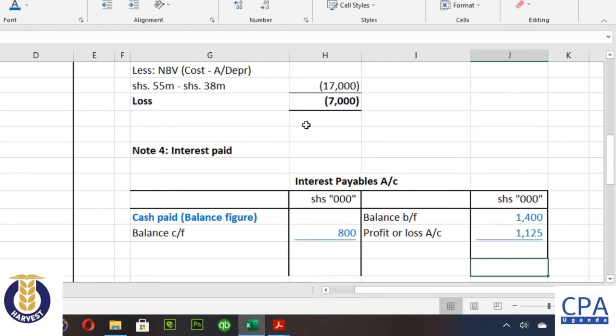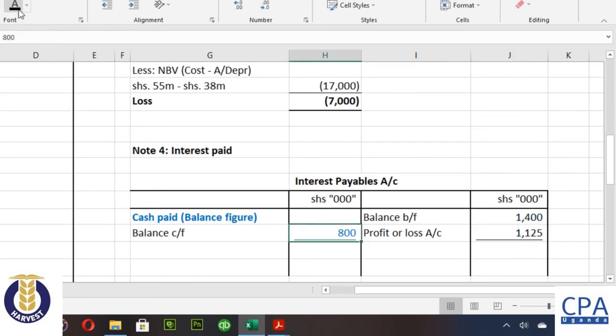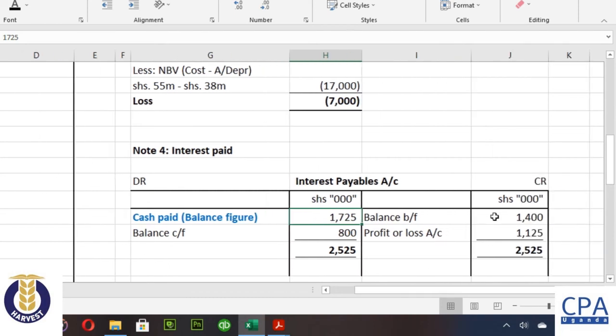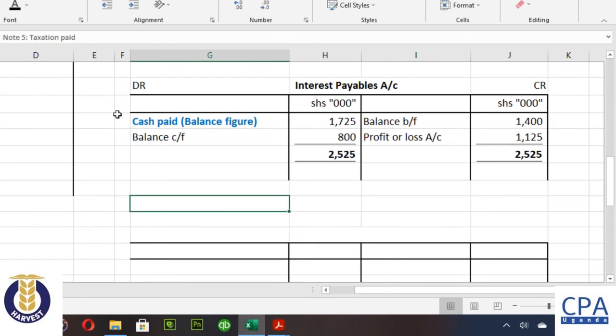So I will have to balance off from the credit side. So when I total the figures on the credit of the T account, it gives me a figure of 2,525,000, which is exactly the figure that I'll bring right here. So at the end of the day, you can check the balancing figure comes to 1,725,000. Similarly, for taxation paid, I will do the same thing.